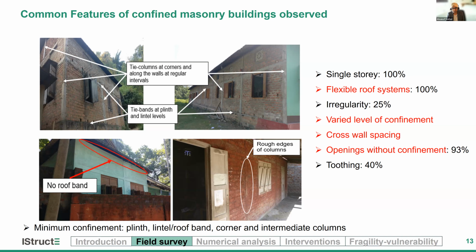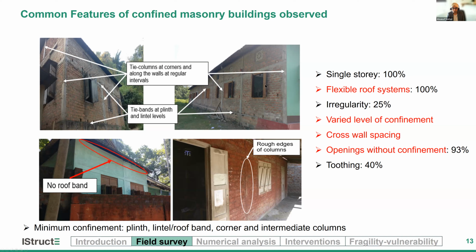However, they lack any lateral stiffening elements such as horizontal bracing at the roof level. And we see that most of them are rectangular blocks, with only 25% having some irregularity. They have varied levels of confinement. As a minimum requirement to call them confined masonry, we define the presence of a plinth band, the lintel or roof band, and these intermediate tie columns.